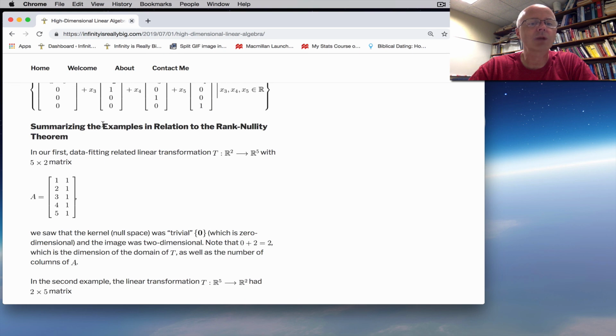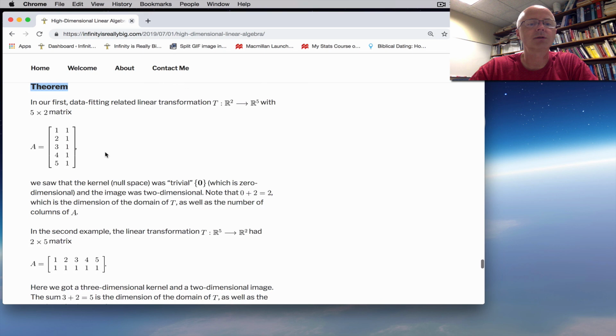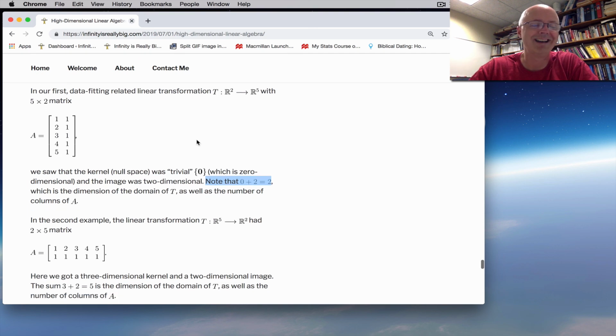Summarizing these examples in relation to something I had mentioned before, the rank nullity theorem. Just noticing a couple patterns here. In the data fitting example, the linear transformation was from R2 to R5 and had a 5×2 matrix. The null space was trivial and the image was 2-dimensional. Notice that 0 plus 2, the dimension of the null space plus the dimension of the image equals 2, which is the number of columns of A and also the dimension of the domain of T. That's not an accident, okay?